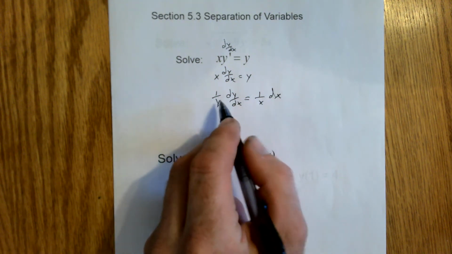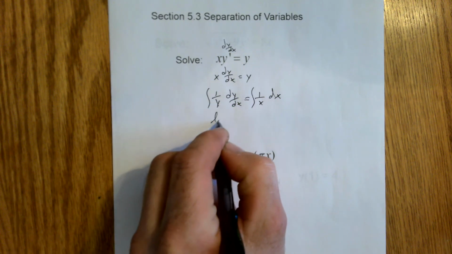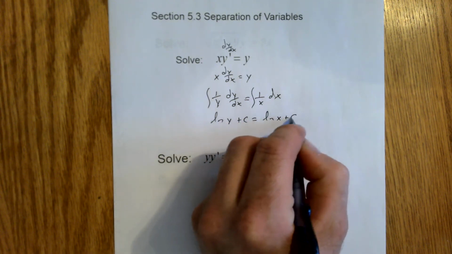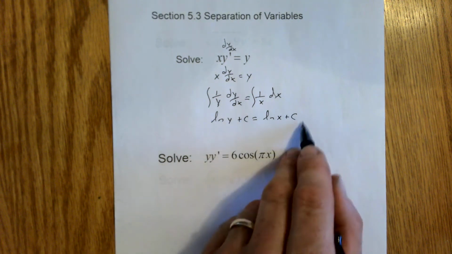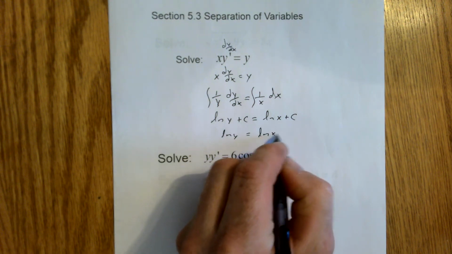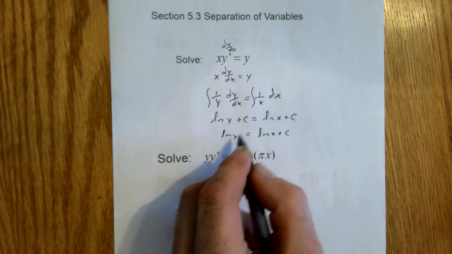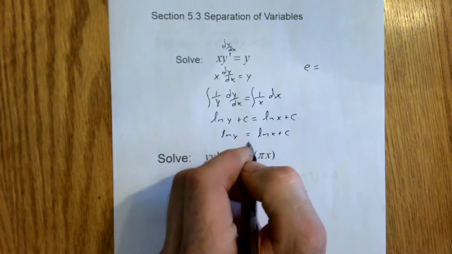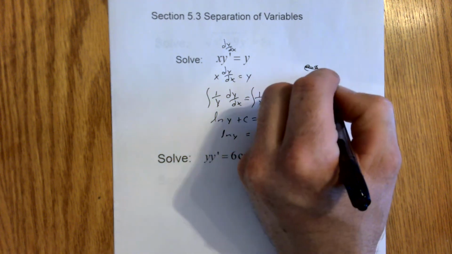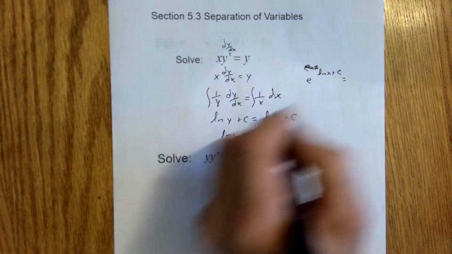From here I can go ahead and solve. I can integrate both of my terms there. So the natural log of y plus c equals the natural log of x plus our c. Now I can go ahead and bring my c over. So I have the natural log of y equals the natural log of x plus c. In order to get that natural log out of there, I can take e to the both sides. So I have e to the natural log of x plus c, and that's going to equal my y value.